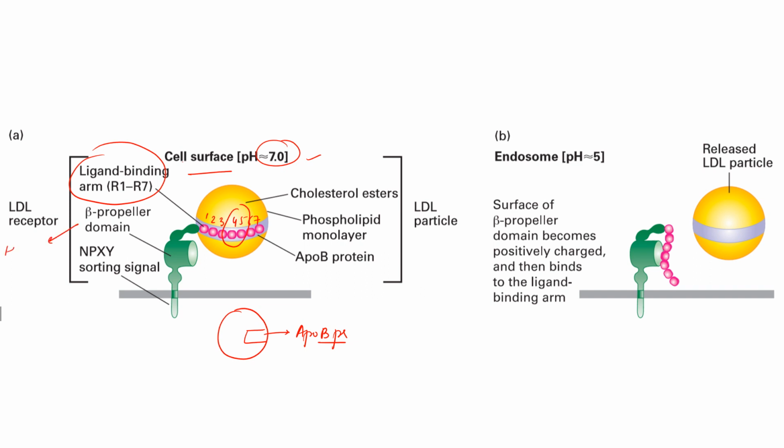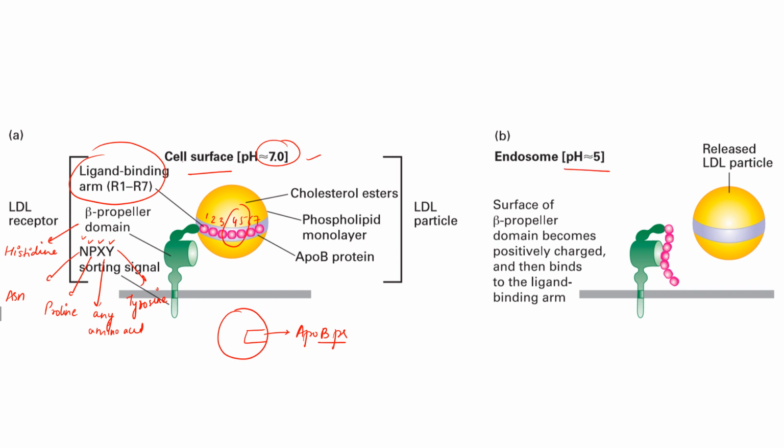The beta propeller domain contains a histidine residue. In the cytosolic domain, there is a 4 residue sequence which is crucial for internalization. The 4 residue motif is asparagine, proline, X, Y, where X can be any amino acid, and Y is tyrosine. This NPXY sorting signal is very important for internalization of the receptor. After internalization, the receptor finally moves to endosome.